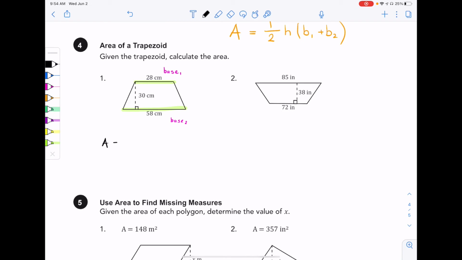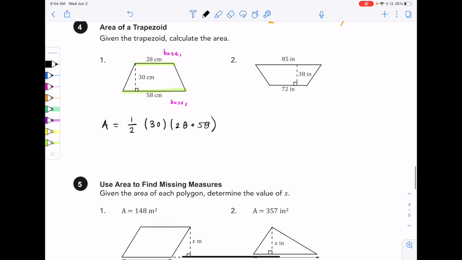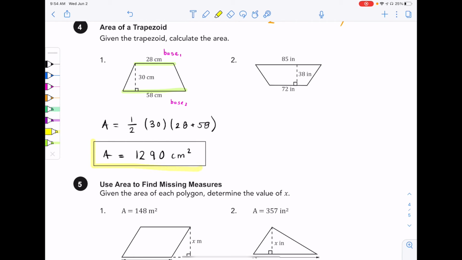When I substitute these values into the equation, I have 1/2 times the height, which is 30, times base 1 of 28, plus base 2 of 58. I type this into my calculator, and I have 1,290 square centimeters as my answer. And once again, you should practice making sure you get the same answer as me. Make sure you know how to type that into your calculator.